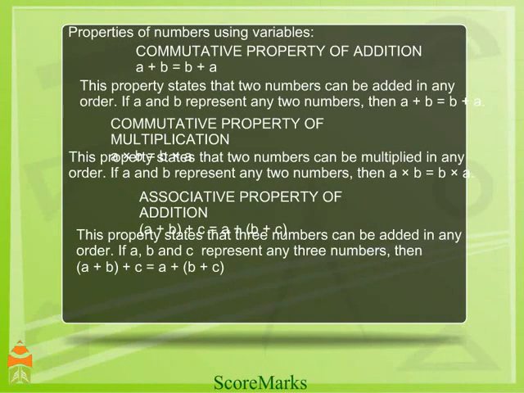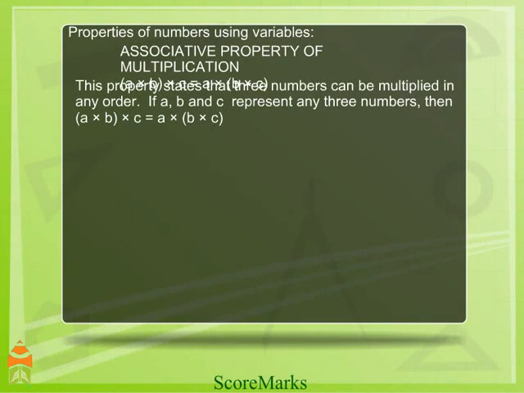Associative property of addition. If A, B and C represent any three numbers, then (A plus B) plus C is equal to A plus (B plus C). Associative property of multiplication. If A, B and C represent any three numbers, then (A multiplied by B) multiplied by C is equal to A multiplied by (B multiplied by C).